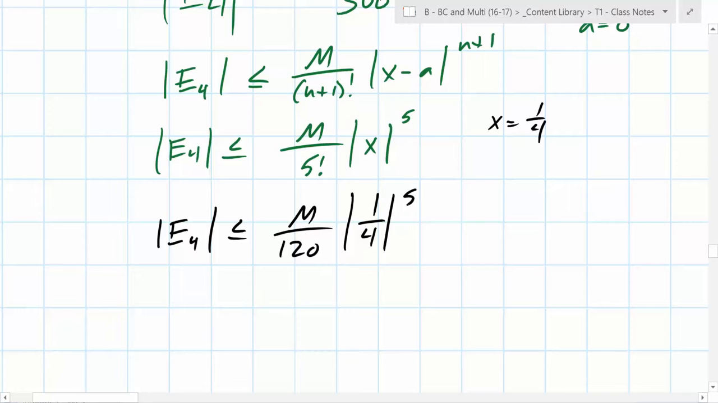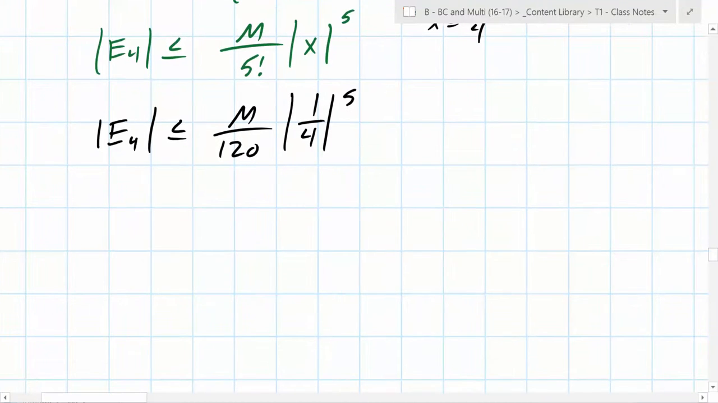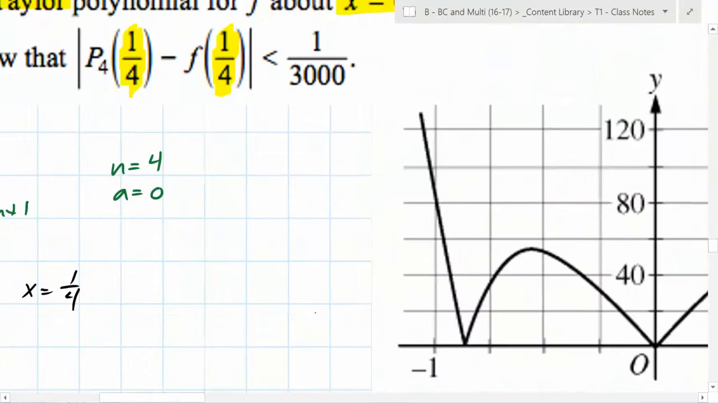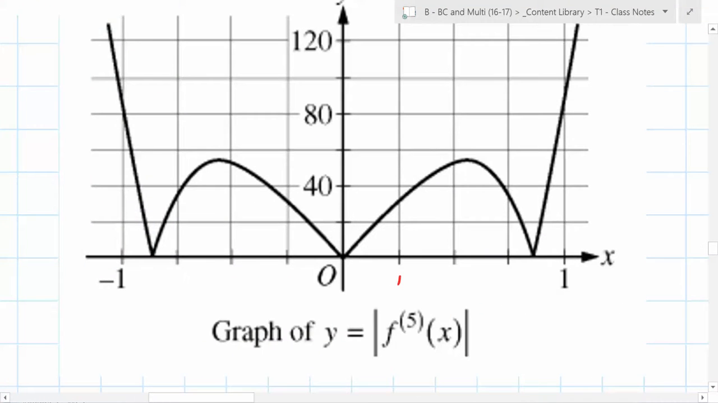But now we need to search for M. And we know, because n is 4, we're looking at f5. We need that, correct? On what interval? Well, it's centered around 0. So they gave us right here a graph of the absolute value of f5, right? So around 0, where's 1/4 on this? Well, 1 is here and negative 1 is there. So where's 1/4? It's like one tick mark, right? So if we said around 0, it needs to go to at least where? At least 1/4, what we're plugging in for x, exactly.